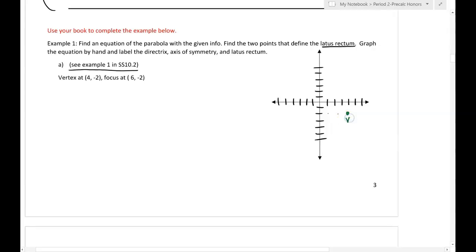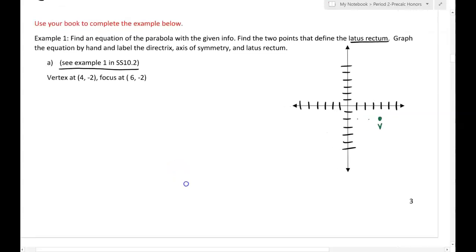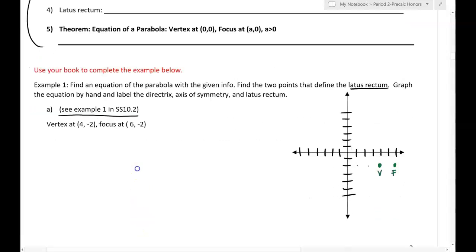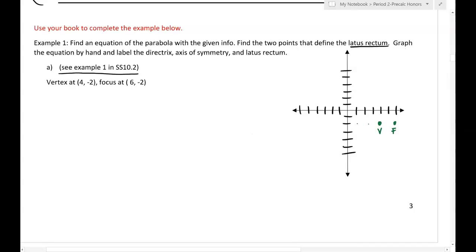Okay, and they gave us a focus. So let's label it V. And they gave us a focus at 6, -2. So focus is 6, -2. Okay, and remember, if you guys already copied down the definition of all of these vocabulary up here, then you should know the focus is always inside of the graph, meaning that because a focus is on the right side of the vertex, we know this opens to the right, due to the fact that the focus is on the right side.